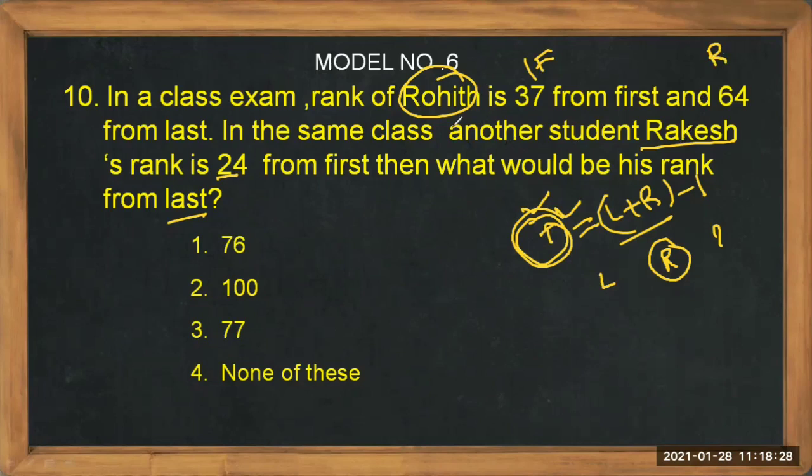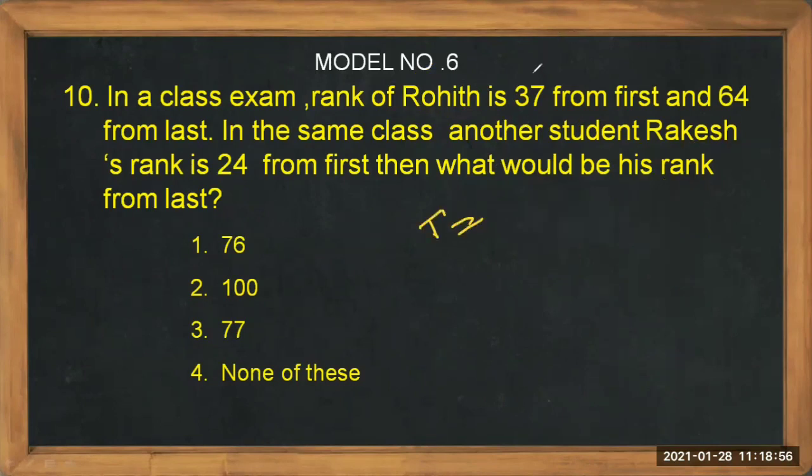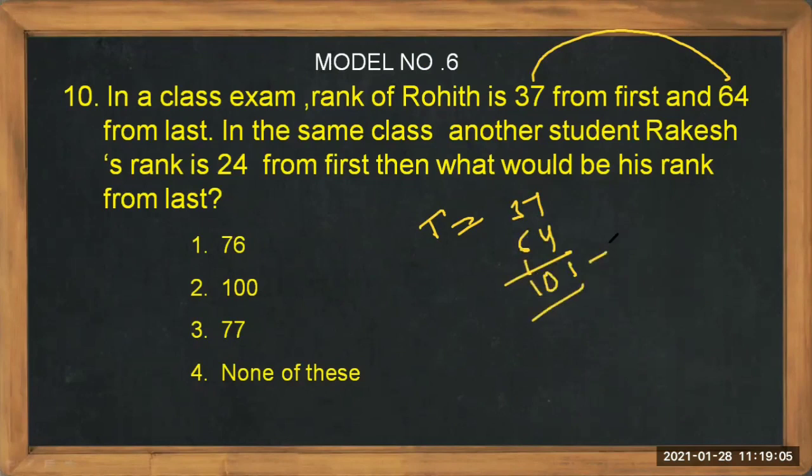As Rakesh is also a student of the same class, the total will be the same. So by using the total and Rakesh's rank from the first, we can find Rakesh's rank from the last. Very simple. The first step: find the total by using Rohit's ranks, and then by using this total and 24, find Rakesh's rank from the last. Now the total is equal to 37 plus 64 is 101, minus 1 is equal to 100. 100 is the total number of students.